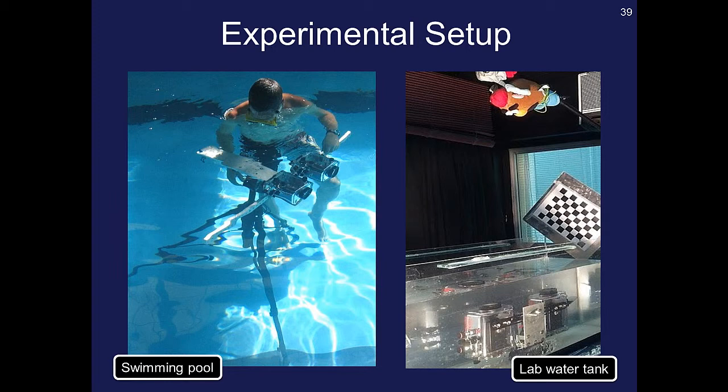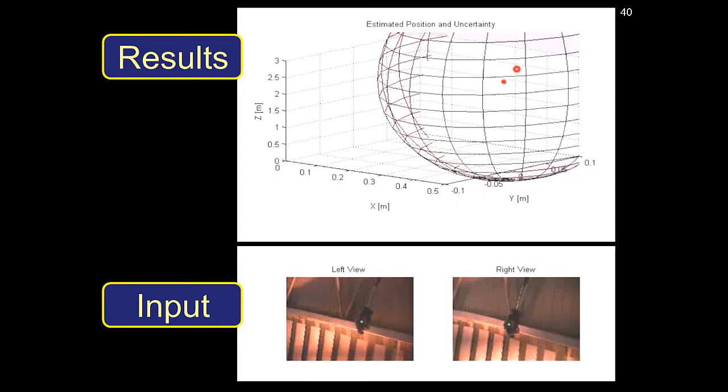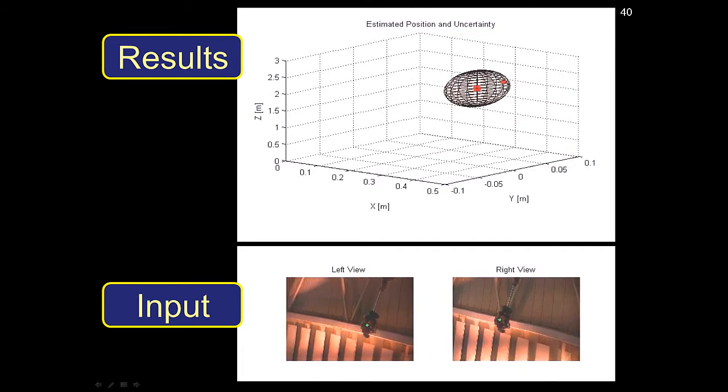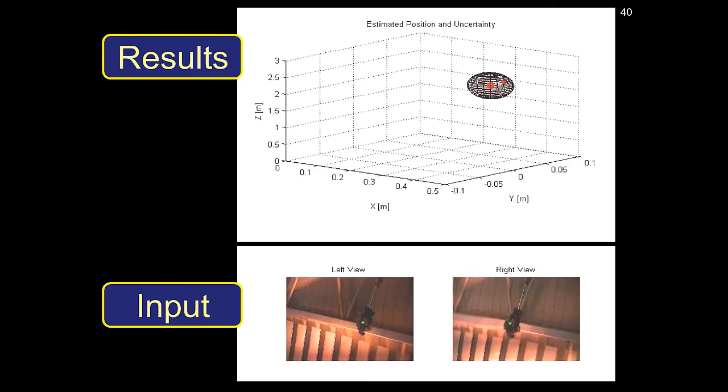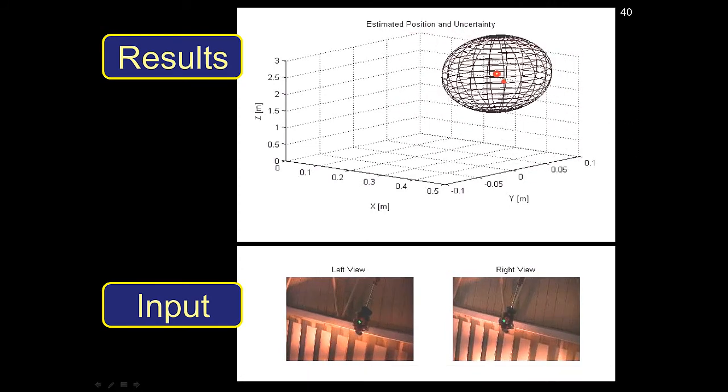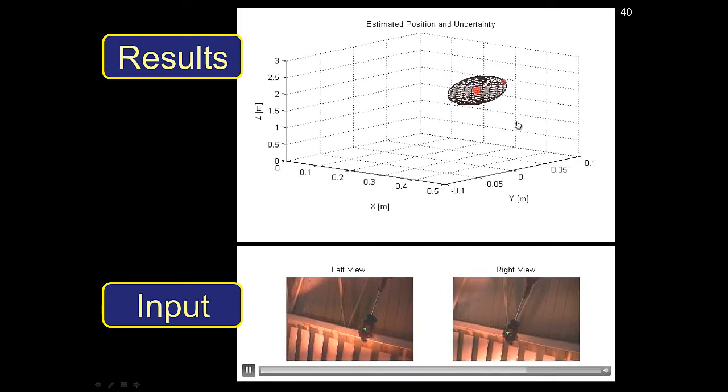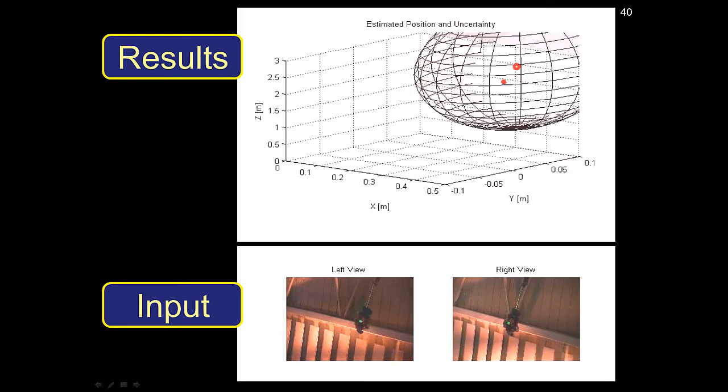Our experimental setup included 2 video cameras in waterproof housings, as you can see over here. Now I'll show you some results. This scene was captured in a swimming pool using 2 video cameras. These are the input frames. What you see here is the estimated 3D location of the green object point. The ellipsoids around the estimation are the uncertainty regions, which are the effective support of the obtained likelihood function. Notice that uncertainty shrinks with time.